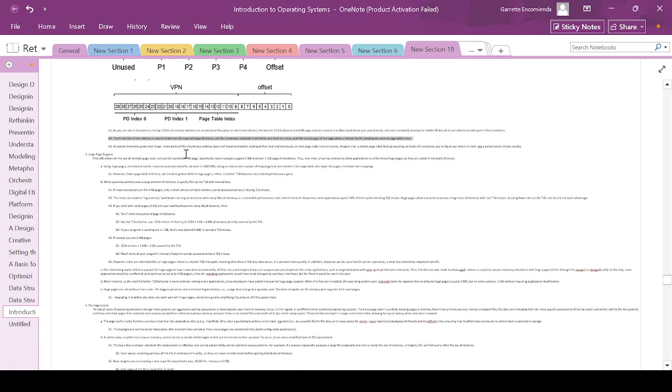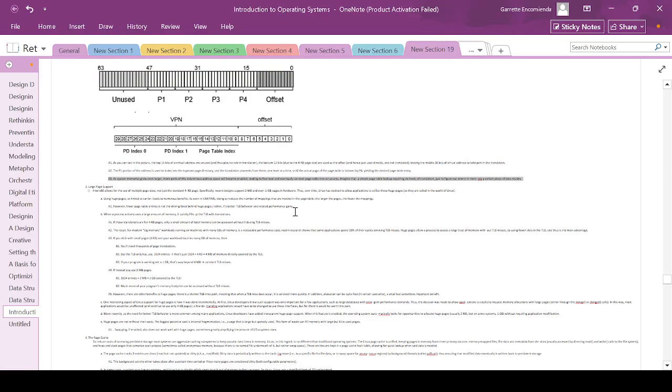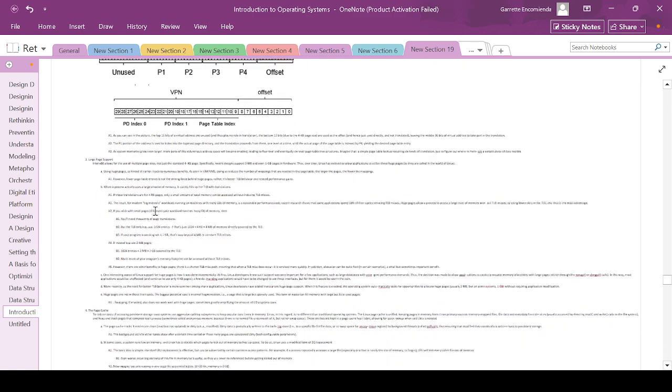As system memory grows even larger, more parts of this voluminous address space will become enabled, such as this unused space, leading to 5-level and eventually 6-level page table tree structures. Imagine that a simple page table lookup requiring a sixth level of translation just to figure out where in memory a certain piece of data resides.